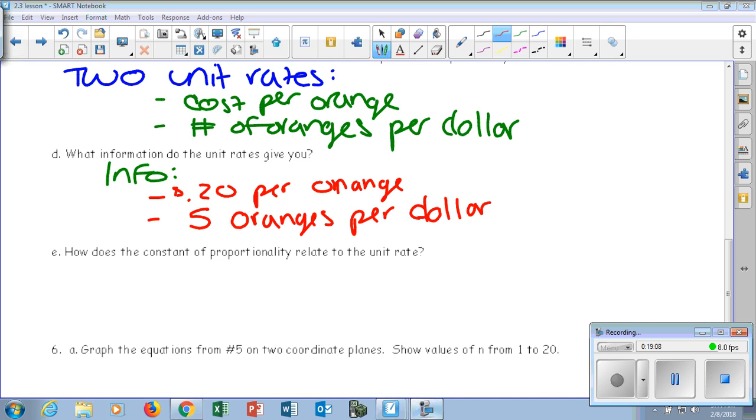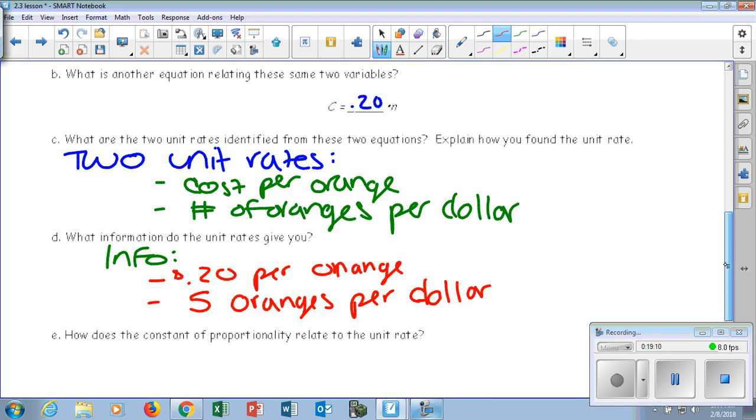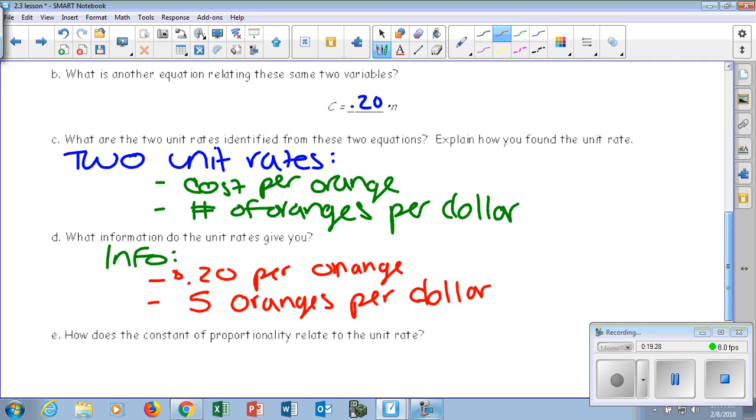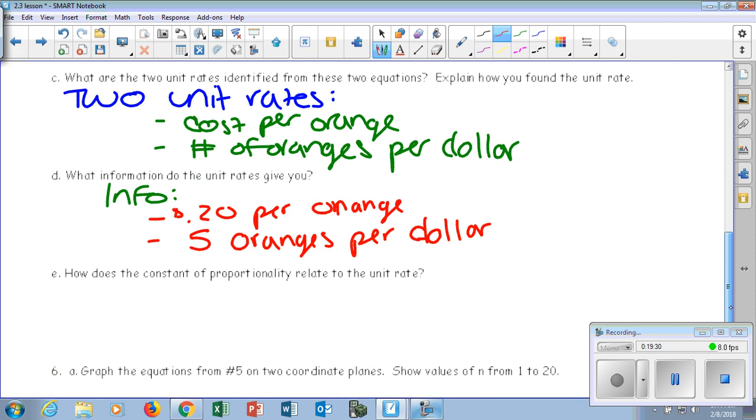So going on to E, now that we were able to find our unit rates for these equations, the cost per orange and the number of oranges per dollar, and in D, we were able to find the information that the unit rates give us, which is what Robert just said, our 20 cents per orange and our 5 oranges per dollar. That table up above was able to give us this information. E, how does the constant of proportionality relate to the unit rate?